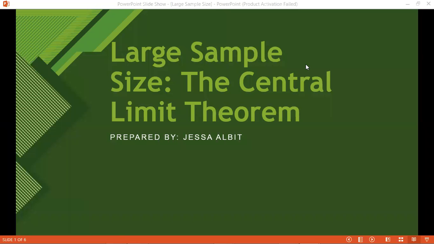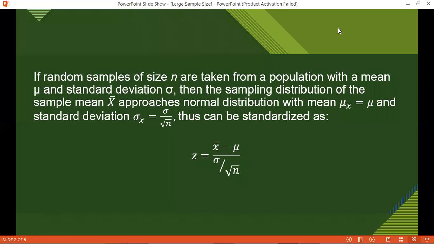Today's lesson is a continuation of the topics about the sampling distribution. Large sample size. Here we will deal with large sample size. And I do hope you are familiar with the central limit theorem because this is our lesson. Okay, let's go. All right, let's have this one.